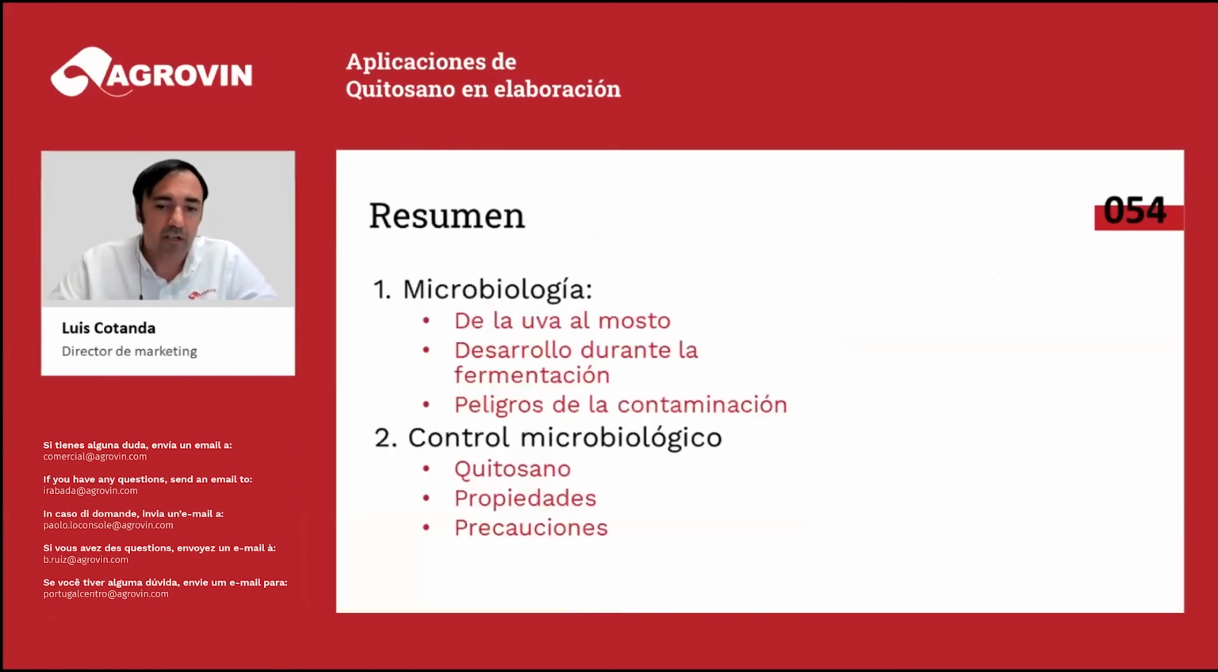So to sum up my presentation, we have seen how the amount of microorganisms that can exist in the grape can be variable and depends on different factors, but mainly the health of the grapes. We've seen that these microorganisms can develop in the winery depending on certain parameters. We've seen also the type of problems that these microorganisms can cause. And then we have spoken about chitosan.